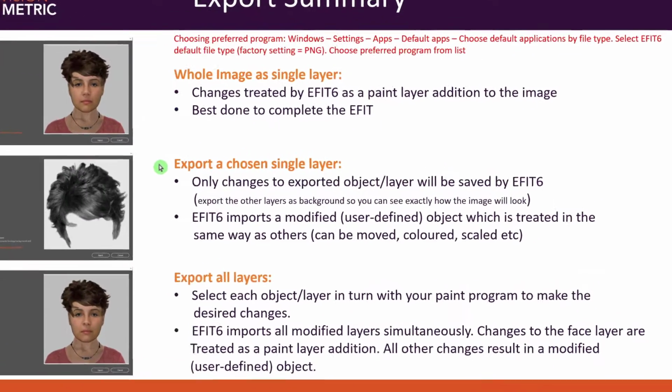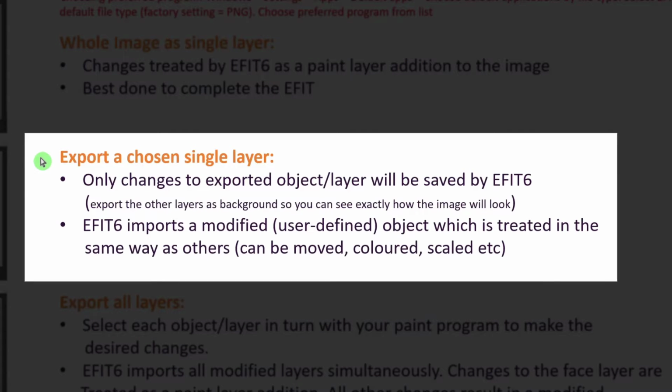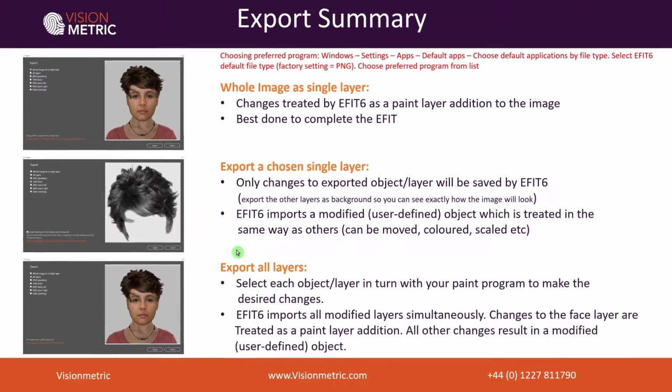When we export a chosen single layer, only changes to the exported object or layer will be saved by EFIT 6. Though remember that in general, it's best to export the other layers as background so that you can see exactly how the image will look. Once you've made your modifications, EFIT 6 will import a modified or user-defined object, which is treated in exactly the same way as those in its database. In other words, these can be moved, coloured, scaled, and so on.